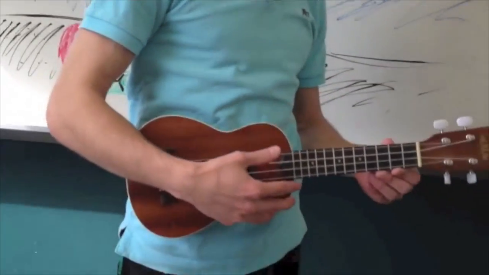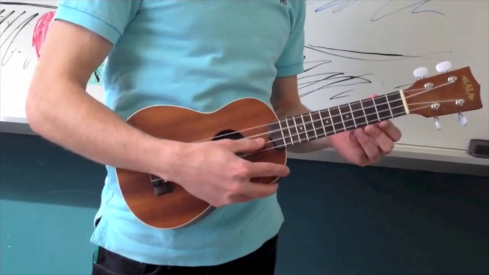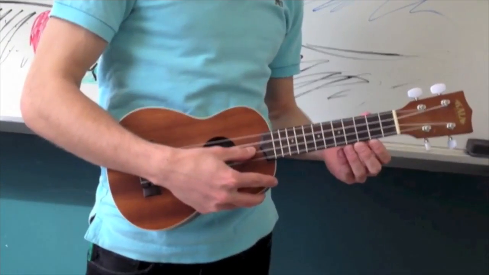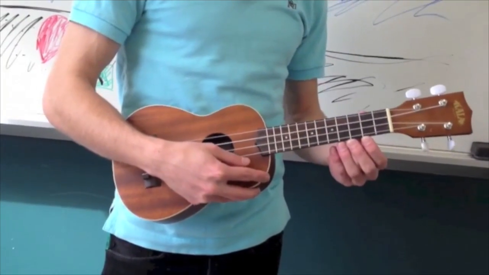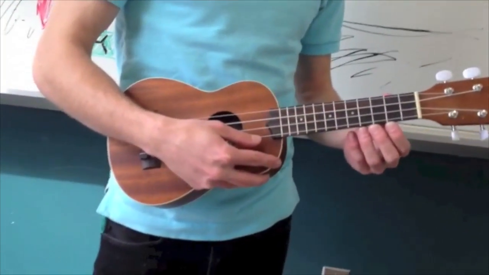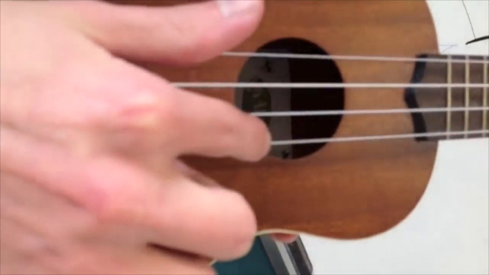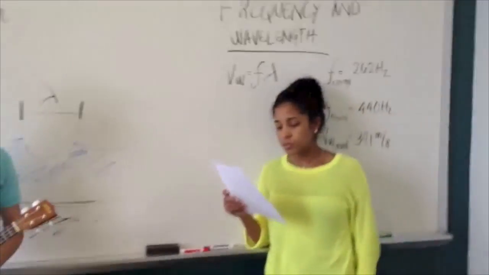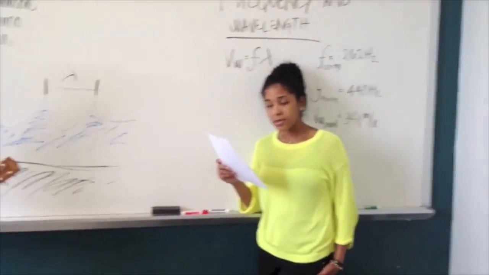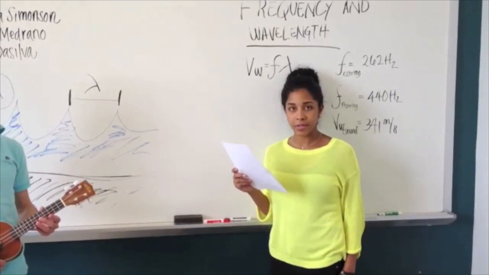The lowest string is the C string, which has the lowest pitch. The tightest is the A string, which has the highest pitch. If you look closely, you can see that the C string is also thicker than the A string. That is what causes them to have different wavelengths. Thicker strings have greater wavelengths, which means a lower pitch. Thinner strings have smaller wavelengths, which means they have a higher pitch.